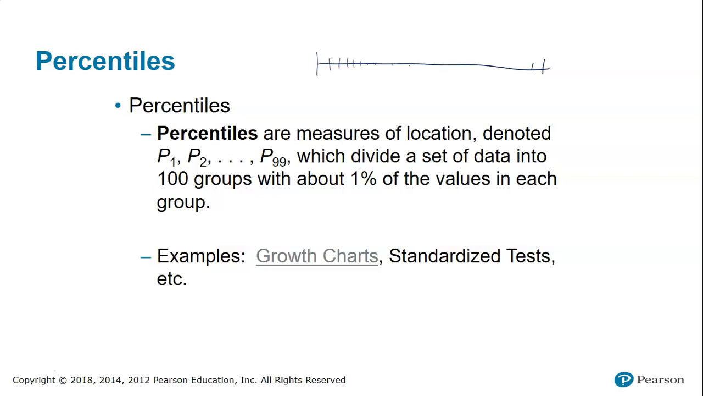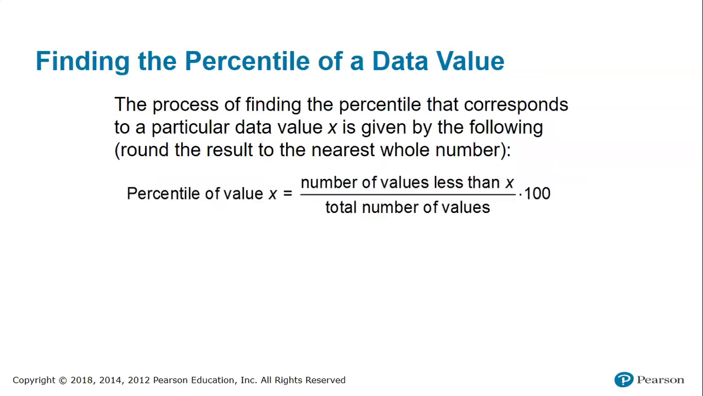That's why the percentile gives you a measure of relative standing. You find out how you performed relative to other people, and that's why percentiles are these measures of relative standing. So standardized tests and growth charts both give you an idea of how you compare to other people. Okay, so we want to look at being able to convert back and forth between a percentile and a data value.